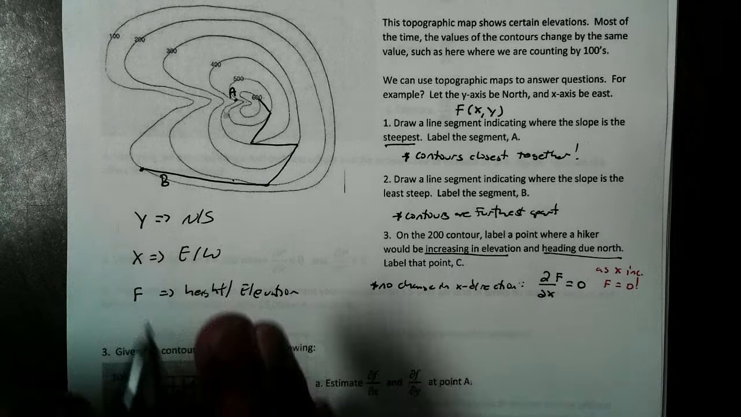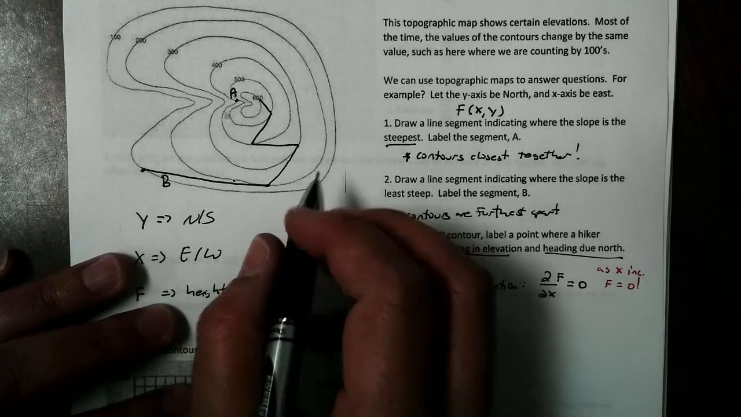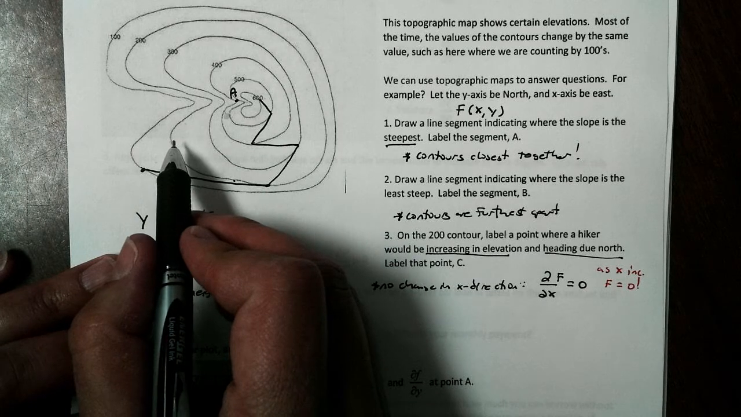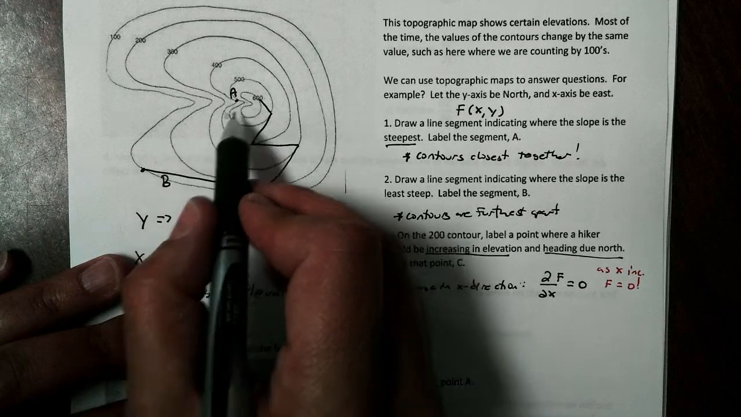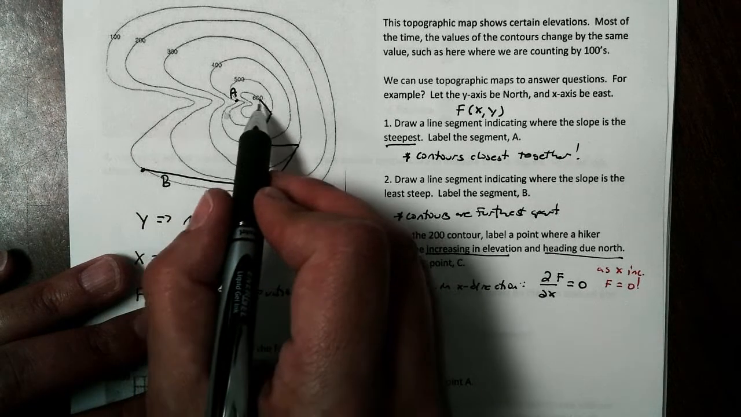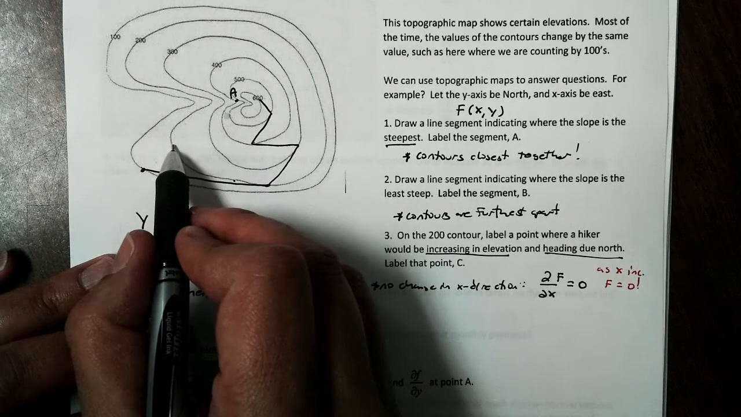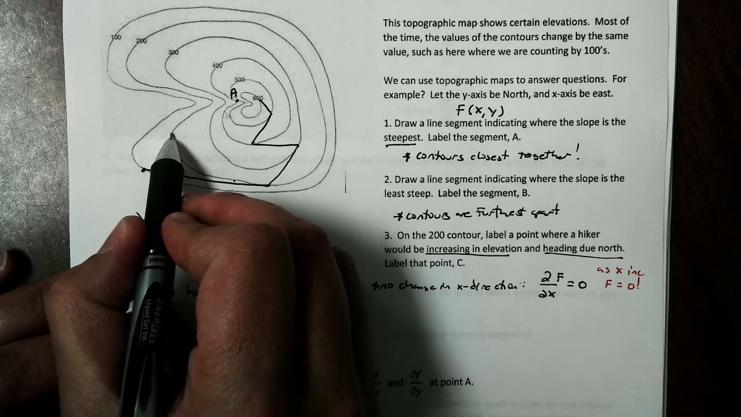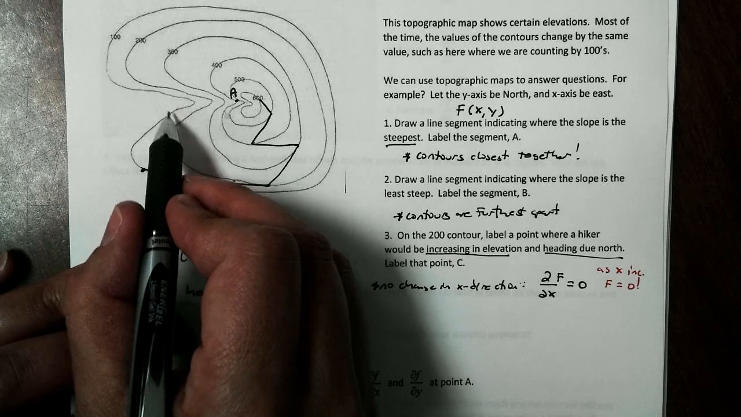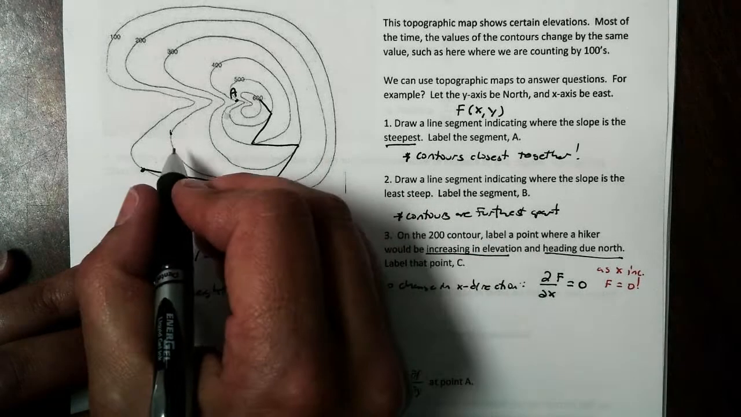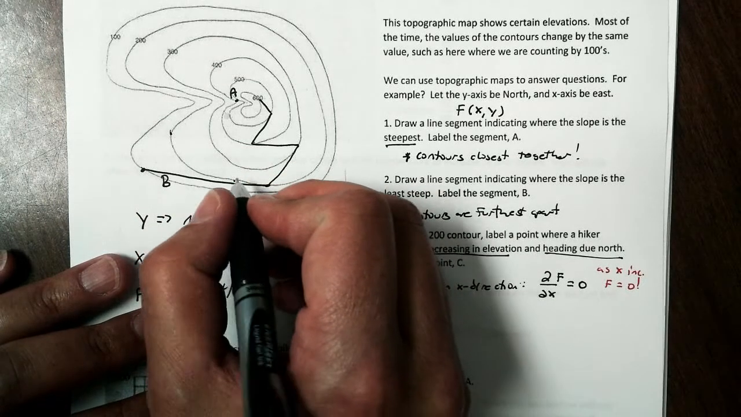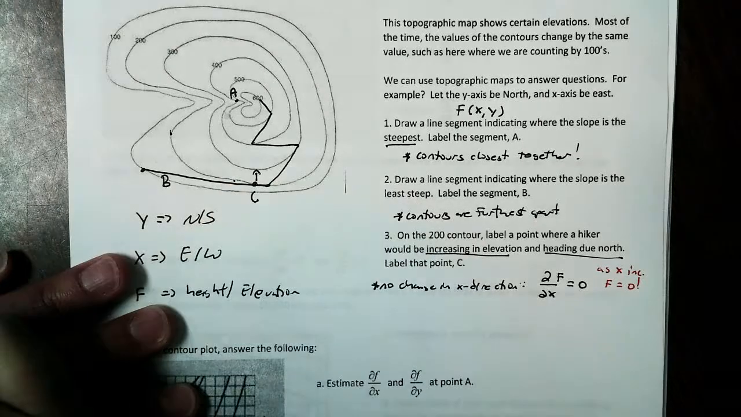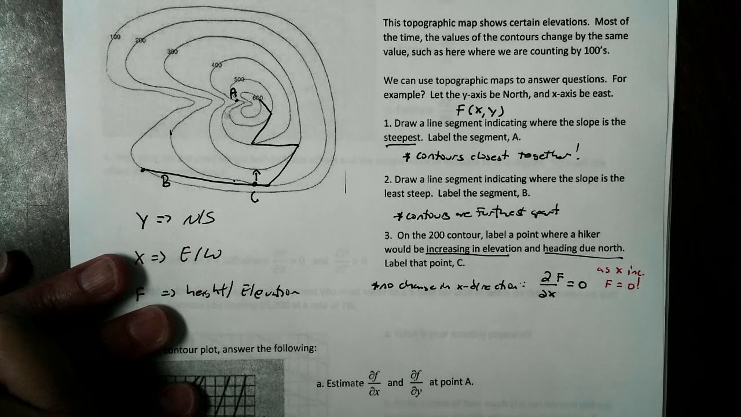Well, if I want to head straight due north, where could that happen? On the 200 contour, if I only want to head due north, and I want to go to the top, remember, we want to go to the increasing elevation. So if I go here, but I only want to head due north. So if I put my point here and I head due north, I'm not increasing my elevation. I only want to be increasing my elevation. So that's going to put me somewhere down here at the bottom. At point C, I can only head due north and increase my elevation.